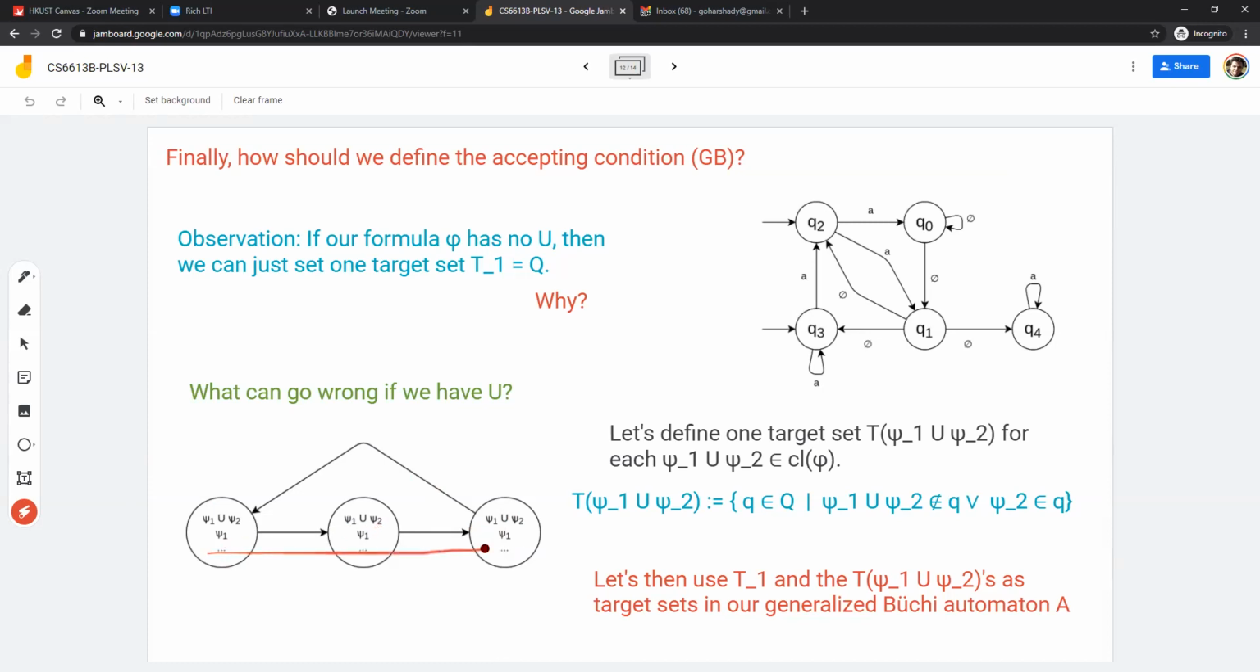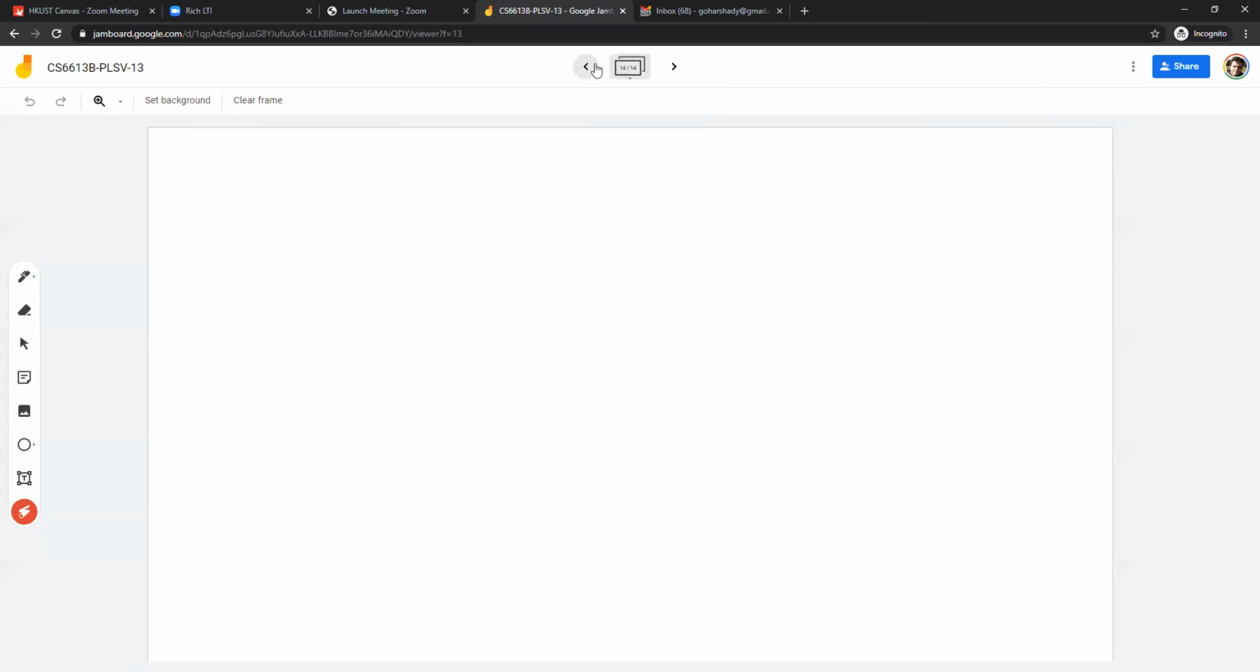So in order to avoid this bad case, we defined this other Büchi set, which is the set of all states that either have this second part of the until or do not have the until itself. What this forces us to do is, whenever we get to a state where we have until, we can't just promise forever and get into a cycle. We have to, at some point, get to a state that actually has psi2 in it. Okay, yeah, that's pretty much it.